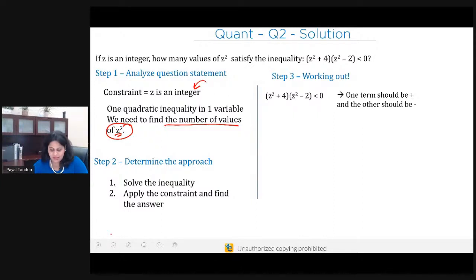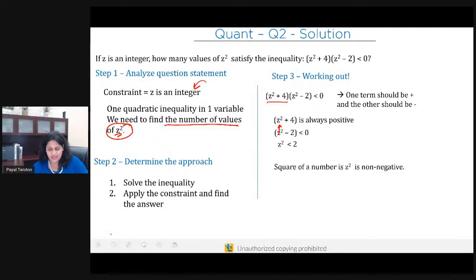Now, in this case, I basically know that z square plus 4 is always positive. That's my conceptual constraint here, right? That z square plus 4 is always positive. Why? Because z square is always a positive number, right? So, which means that of these two numbers, the number that needs to be less than 0, negative, is z square minus 2, which means that z square is less than 2.